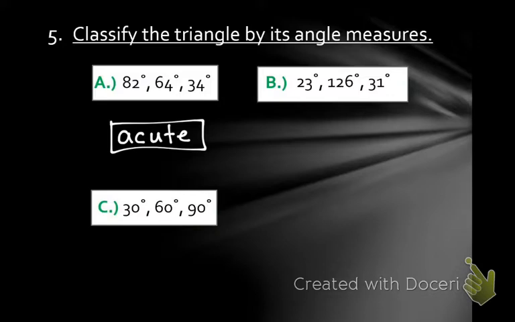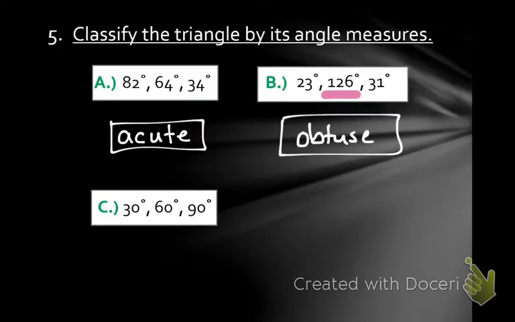Going on to the next one, Deasia, what do you think B would be? Why do you think it's obtuse? You are correct. 126 is bigger than 90 degrees, okay? So anything bigger than 90 degrees is going to be an obtuse angle. So this has to be an obtuse triangle because it has one angle that is obtuse.